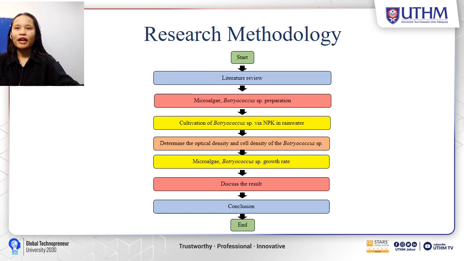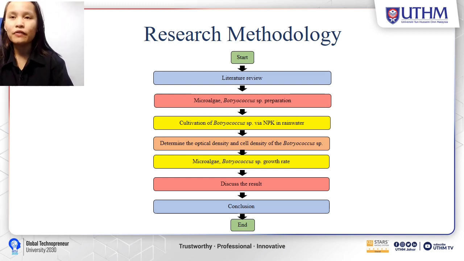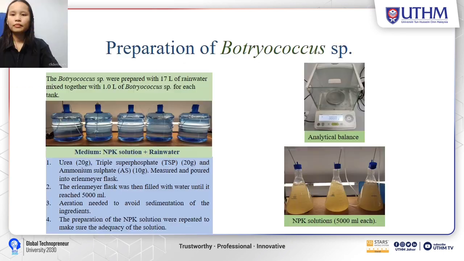Moving on to chapter 3, and the first part of chapter 3 is research methodology. So this is the flowchart of my research methodology. First, we have literature review, and then the next part is microalgae Botryococcus species preparation. The next is cultivation of Botryococcus species via NPK in rainwater. And next, we determine the optical density and the cell density of the Botryococcus species. Next, we determine the Botryococcus species growth rate, and we're going to discuss the result and move on to conclusion and the end of the process.